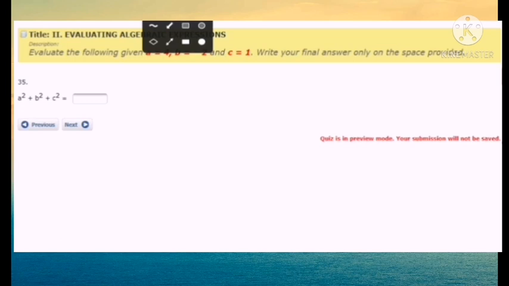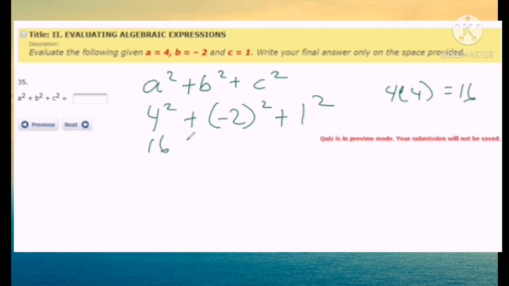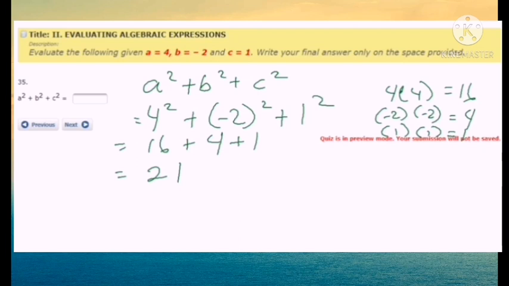Number 35, we are given a squared plus b squared plus c squared. So a is equal to 4, so 4 squared, plus b, which is -2 squared, and 1 squared. 4 squared means 4 multiplied by 4, which is 16. And -2 squared means -2 times -2, which is +4. And 1 squared means 1 times 1, which is still 1. So if I add, this is equal to 21.